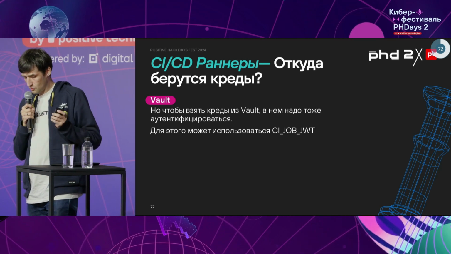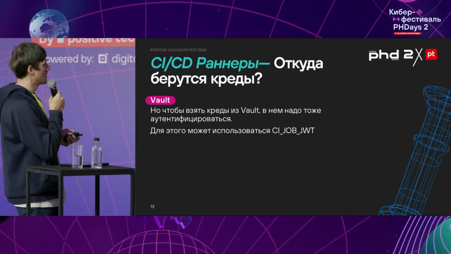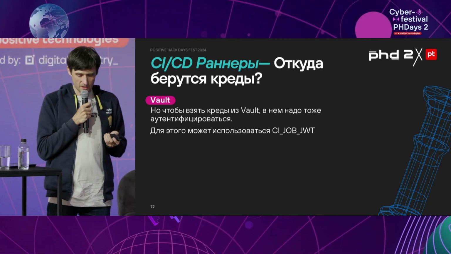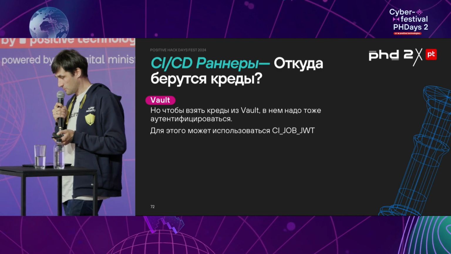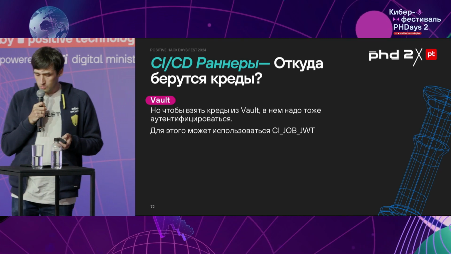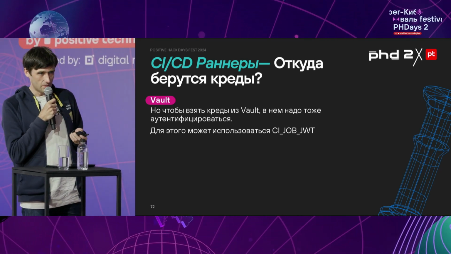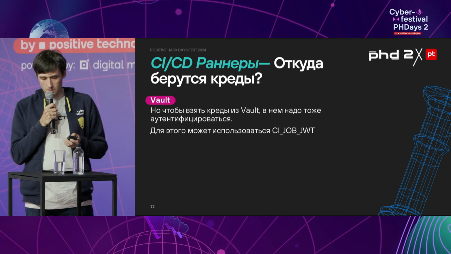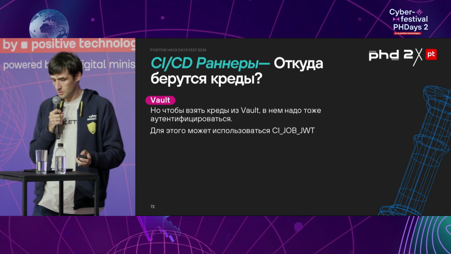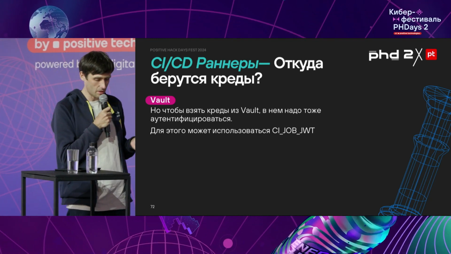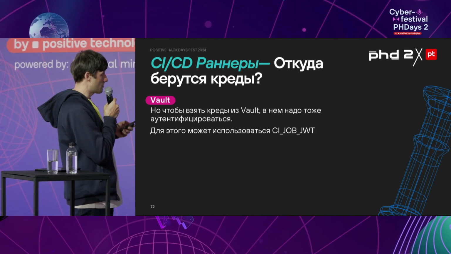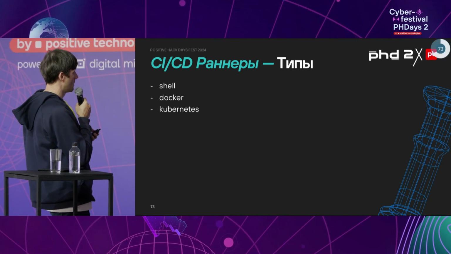And you can also use the vault to get it. Well, to read some secrets in the vault, you need to authenticate there, and to authenticate there, you need some credentials. But in GitLab, we have CI job JWT, which is a standard variable generated by GitLab. This way you can authenticate, and then Vault will understand which project you represent.